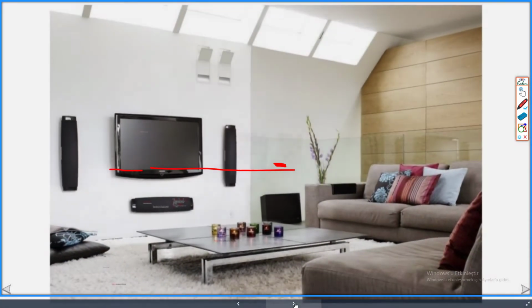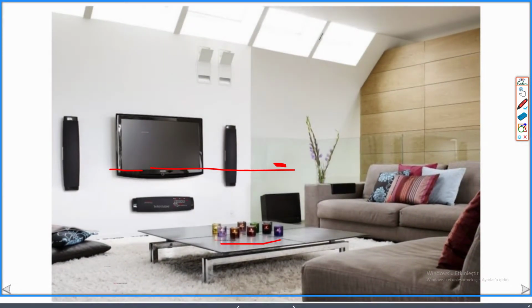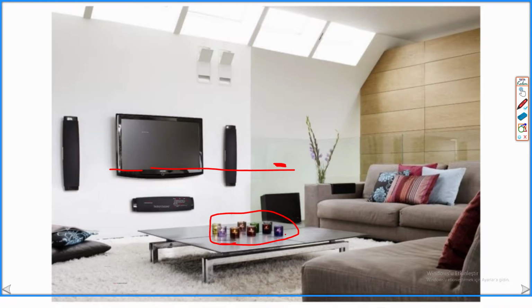Yes, there are some candles on the coffee table. We use are, as you see, because I say some candles. It means we have more than one candle. There are some candles on the coffee table, and this is our table.